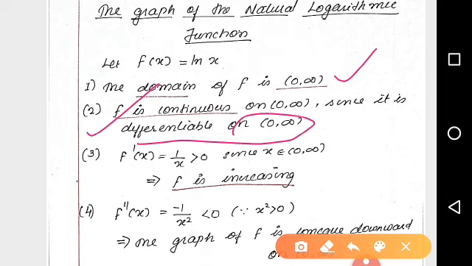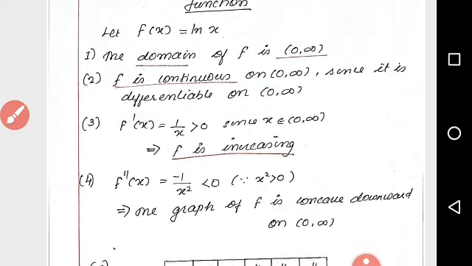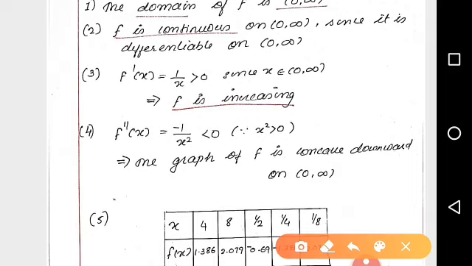The third one says the first derivative is 1 by x, which is greater than 0, since x is always positive in the domain, which means f is an increasing function. To know whether it is concave down or concave upward, we calculate f double dash of x, that is minus 1 by x square. Since x square is always positive, minus 1 by x square is always negative, that is, the graph of f is concave downward throughout 0 to infinity.